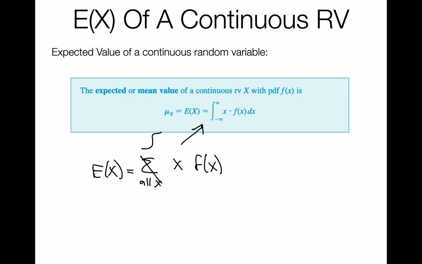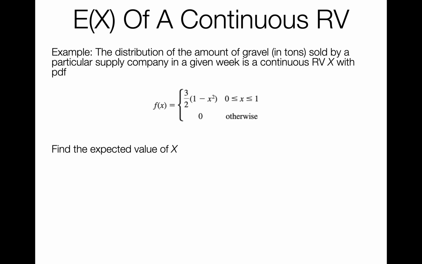I'm taking the integral over the entire support of the random variable. That was a fancy term we hadn't used before: wherever the random variable is defined, the possible values of that random variable, is called the support. So we take the integral over the whole support, which could be negative infinity to infinity, of x times the PDF of x. As always, let's try it out.